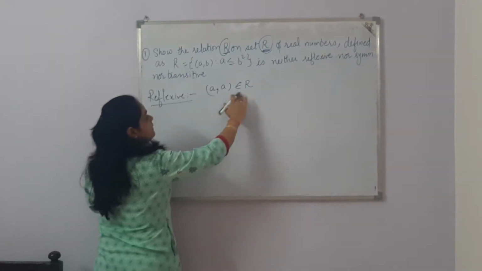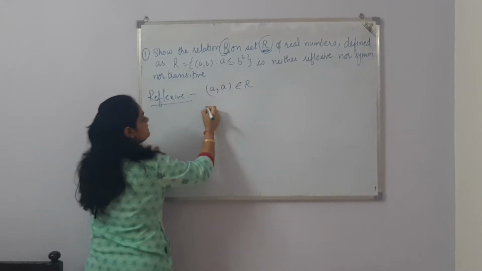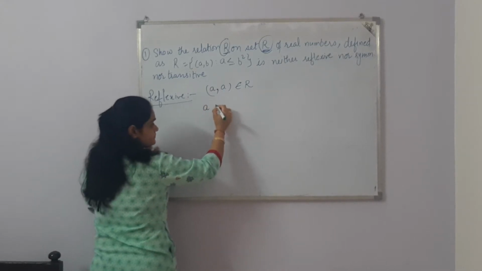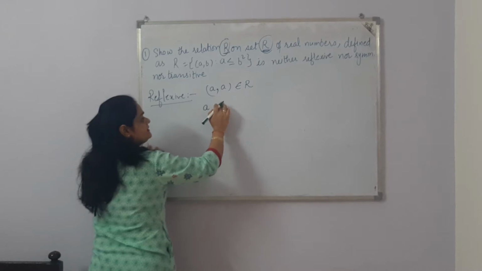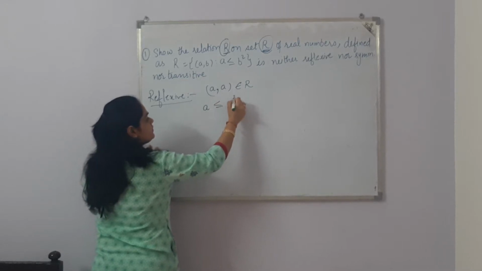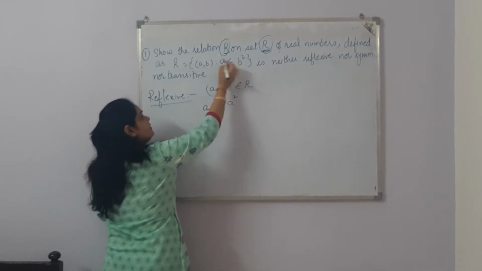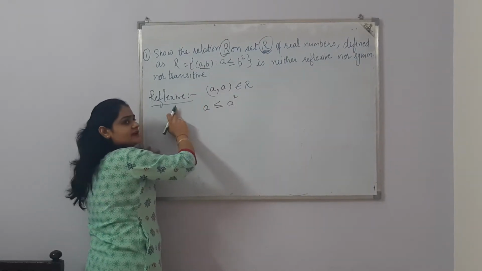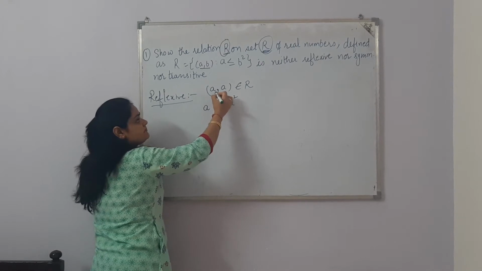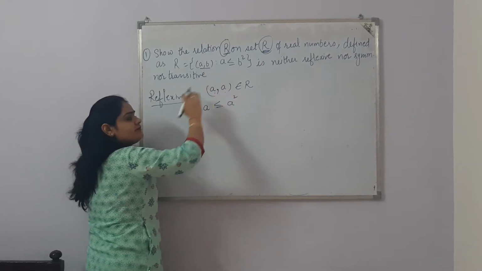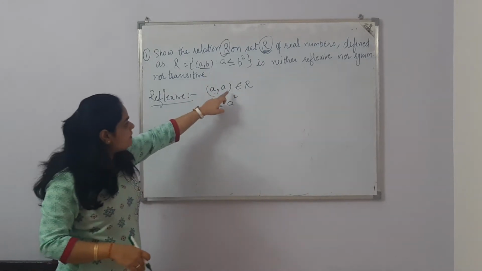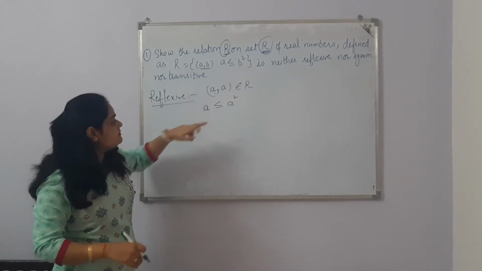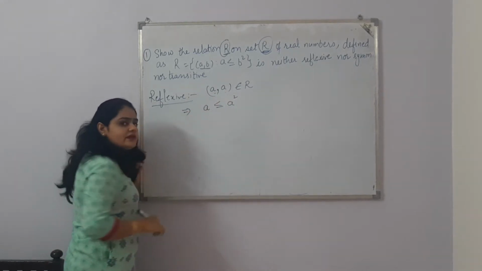Now, (a, a) belongs to R. What is the relation? That a is less than or equal to a square, because here the relation is on (a, b), but for reflexivity we have to take a and a. Not b, instead of b we have to take a. So if (a, a) belongs to R, that means a is less than or equal to a square.